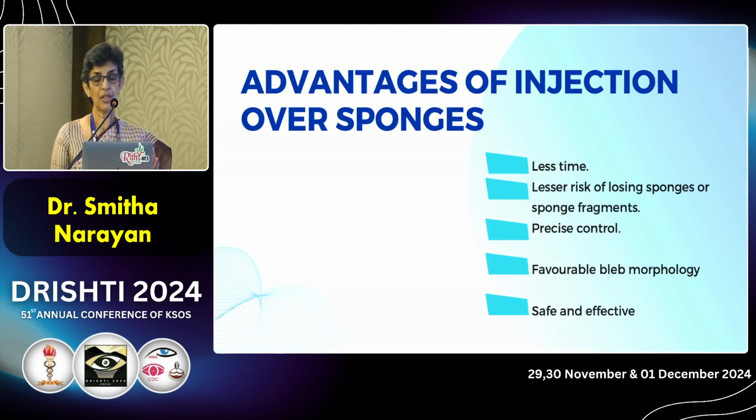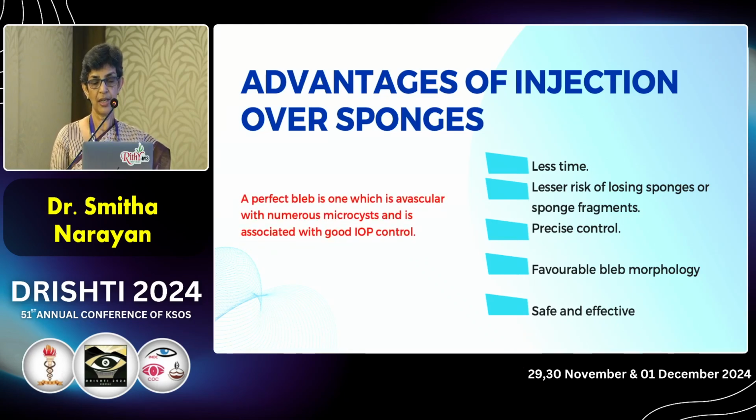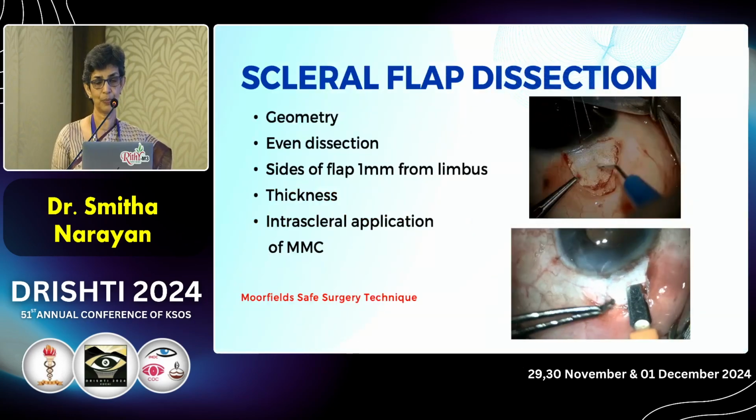The injections, I feel, provide a precise control of the dosage of drug that can be given in that area, which is not only safe and effective because there is a lesser risk of losing sponges or sponge fragments, and that gives you a perfect bleb, which is avascular with numerous microcysts, and it is usually associated with good control. And besides, naturally, injections take less time.